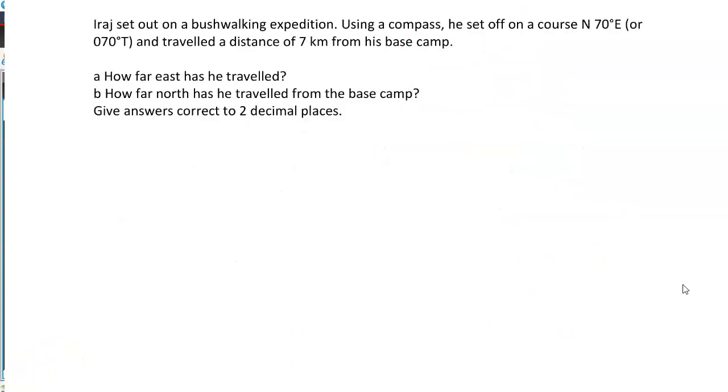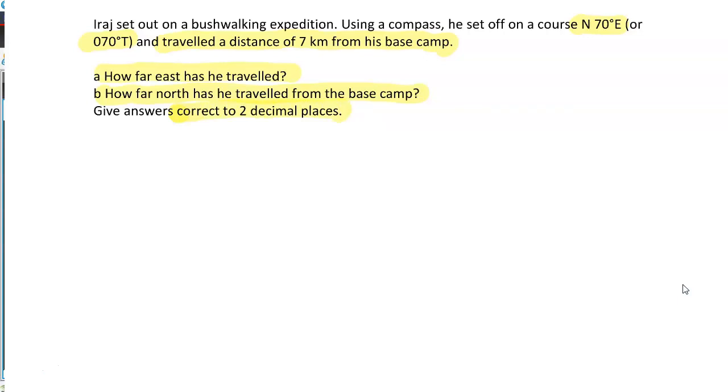So here we come to a worded question with bearings. Araj set out on a bushwalking expedition. Using a compass, he set off on a course of north 70 degrees east. Now, the way we write this in bearings is 070 degrees true, and travelled a distance of 7 kilometres from his base camp. So we have to, in the end, figure out how far east he travelled and how far north he has travelled from the base camp. And we have to give the answers correct to 2 decimal places.